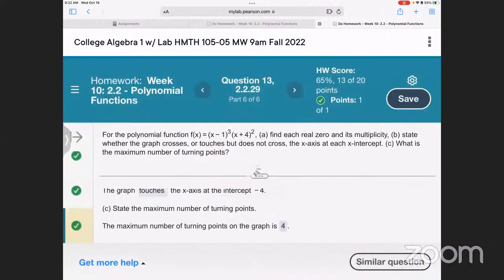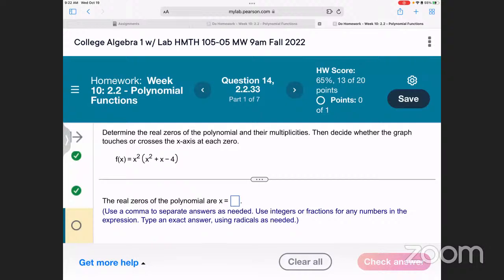Hopefully, we were all aboard and not all bored. Determine the real zeros of this polynomial and their multiplicity. Okay, so we have an x squared. If we were to distribute, we would eventually get an x to the 4.